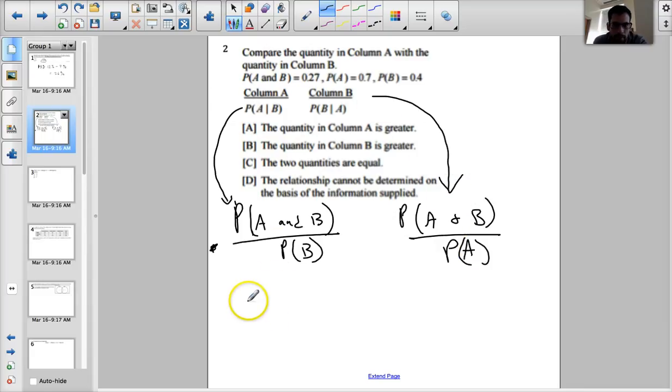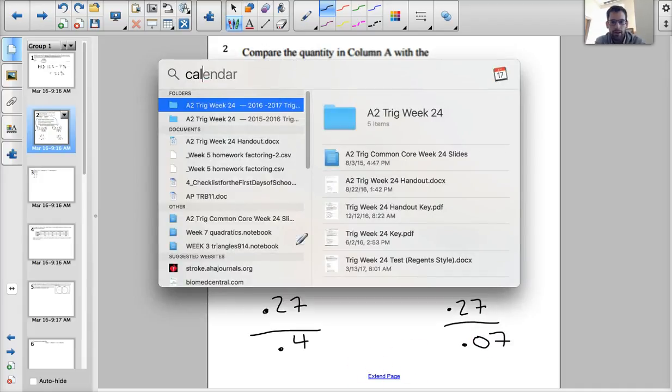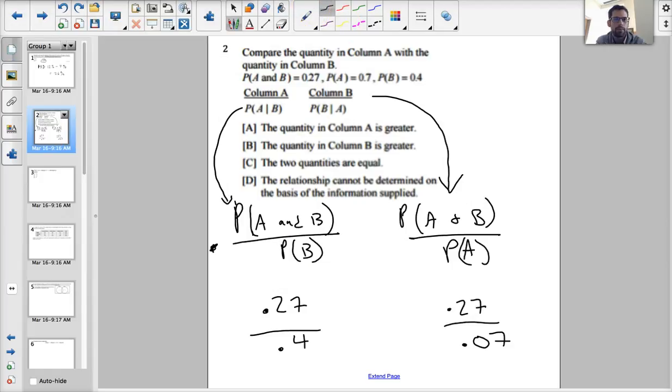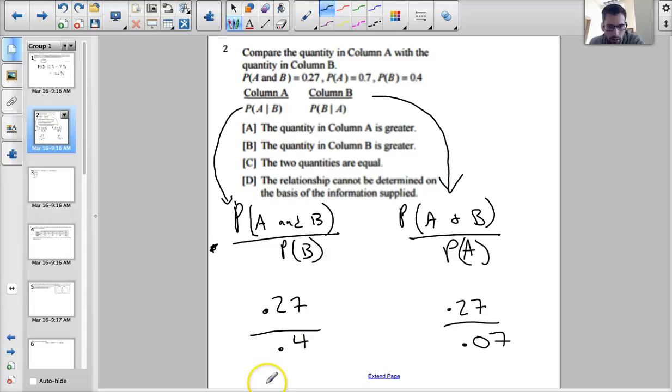So let's figure this out. So the first one is going to be simplified to 0.27 divided by the probability of B, which is 0.4. And this next one is going to be 0.27 divided by 0.07. And so now I'm going to pull up a calculator. Okay. Here we go. So the first one's going to be 0.27 divided by 0.4, which gives me 0.675.